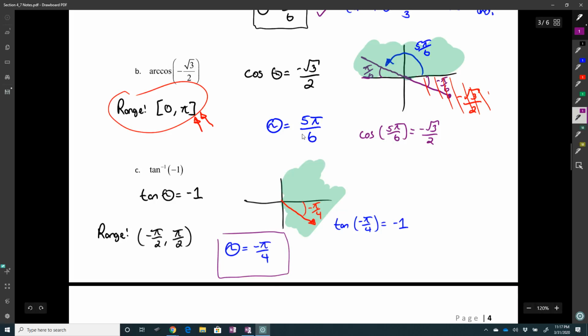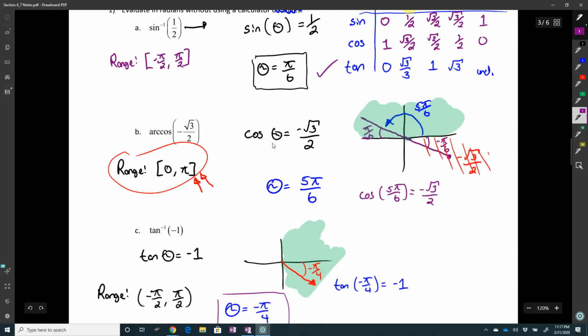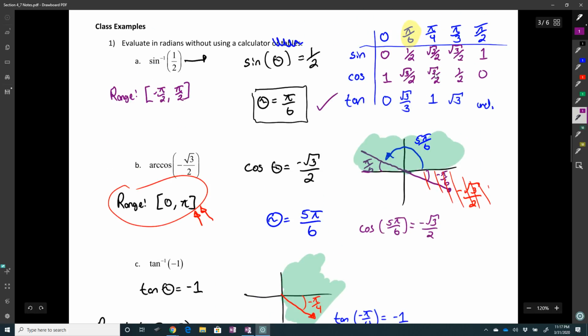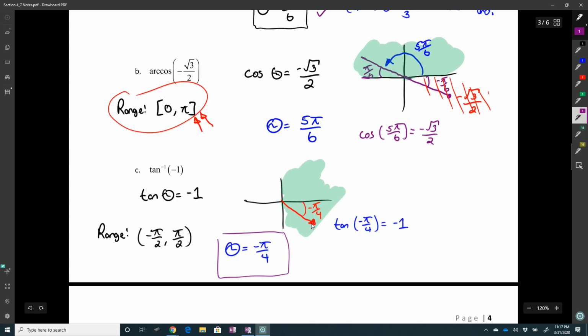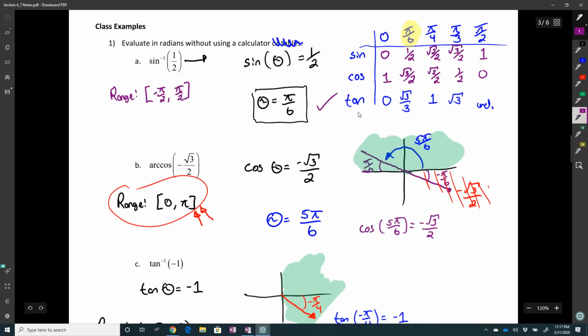All right, so those can be a little tricky. Sometimes the answer is really obvious. It just comes straight from the table. But sometimes you have to know whether to tweak it a bit. For the tangent, I knew it was negative, so I knew it had to be down here. For cosine, the answer was also negative, so I knew it couldn't be below it, because it's not in the range, so it had to be in quadrant 2.